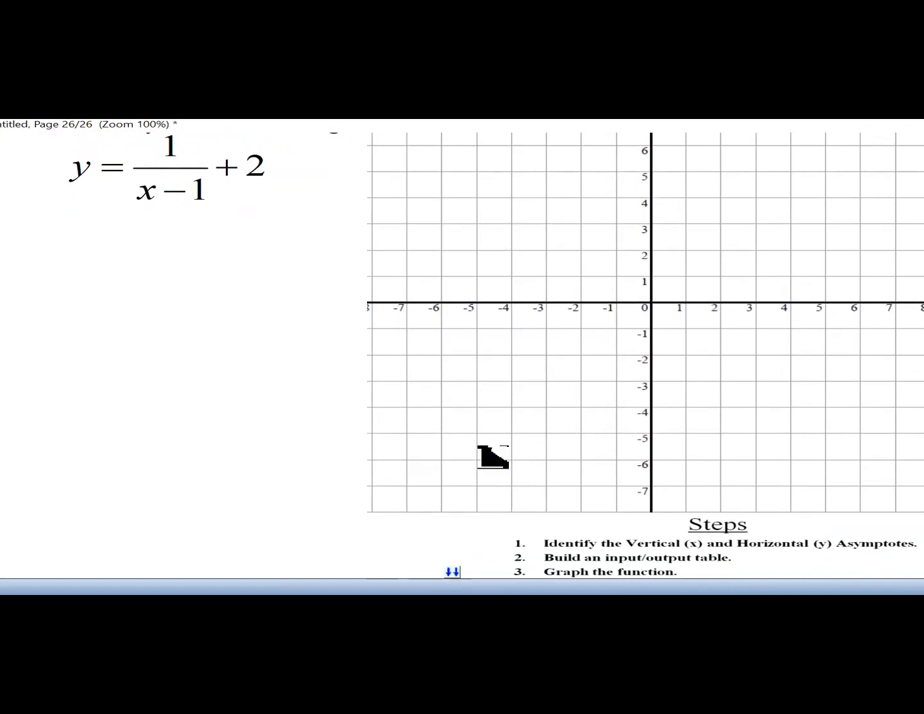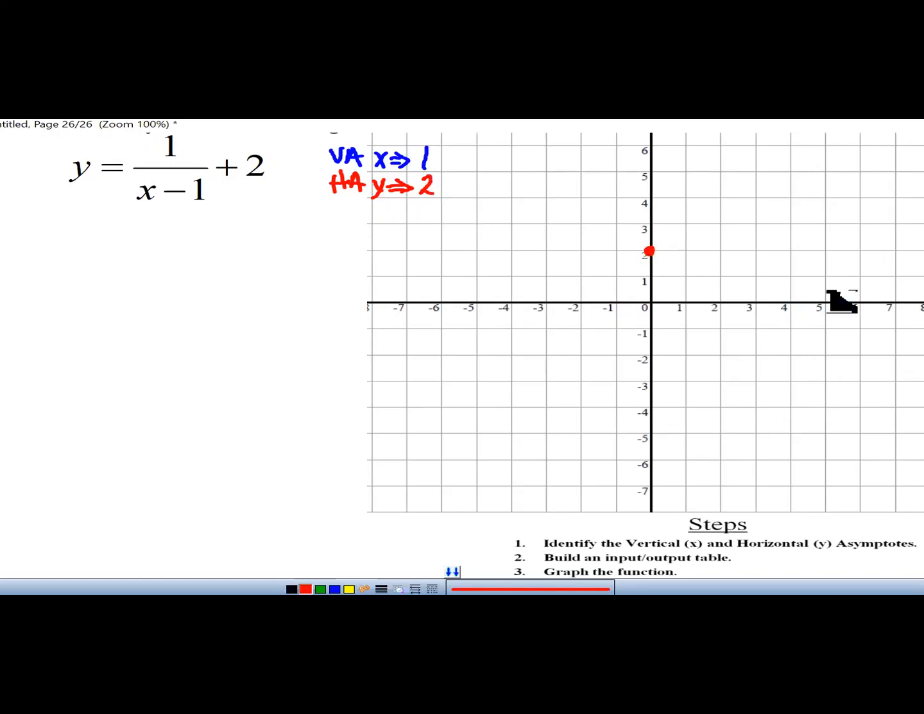All right. So according to our steps, it says identify the vertical asymptote. Someone give me that. What is the vertical asymptote? 1. 1, thank you. And we need to identify the horizontal asymptote. Someone give me the horizontal asymptote? 2. 2. Okay, so let's plot those.